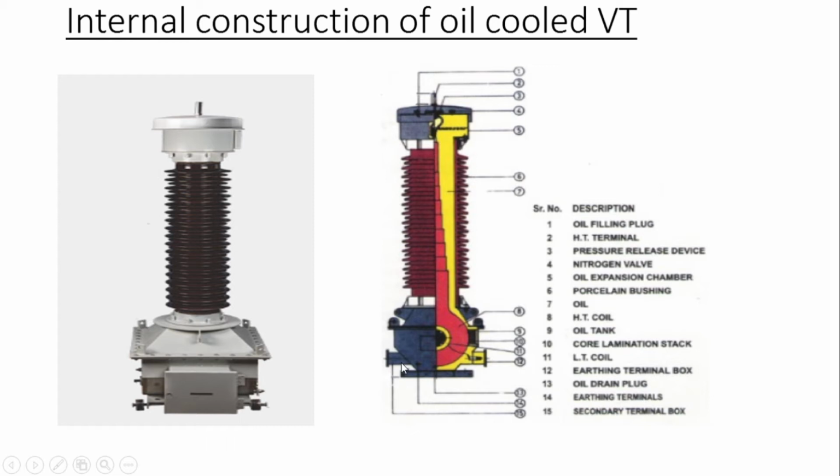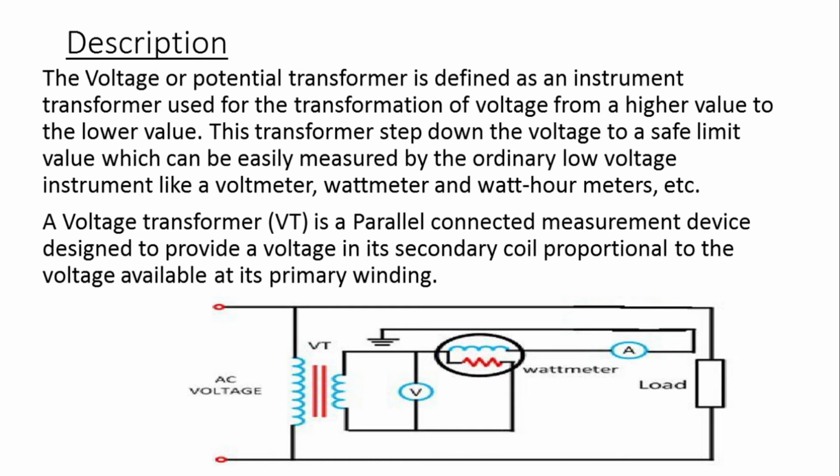Here is a secondary terminal box for connection to external metering and protection devices. Here is the earthing terminal for connection to the external metallic body of the VT, and this is the CRGO core earthing terminal. This is transformer oil filled in the bushing for cooling of the winding. Till now we have seen how the VT appears in construction, where VT is used and its types. Now we will discuss its description and how it works in measuring the voltage.